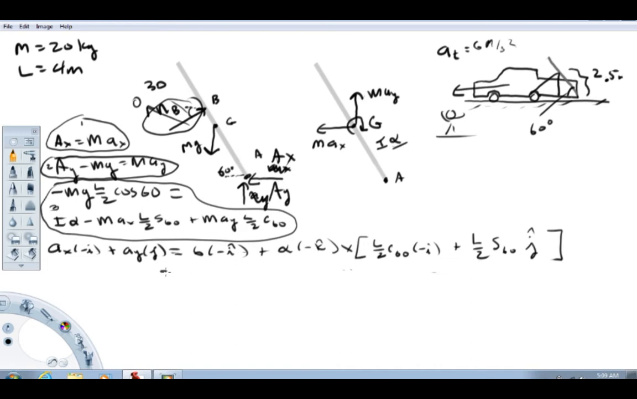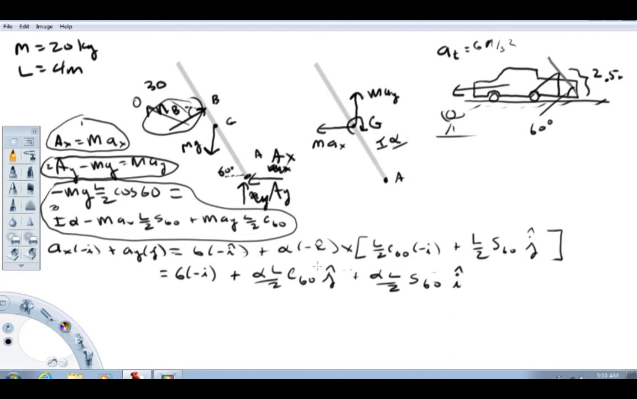So I'm just going to keep doing the right-hand side here. So, 6 in the minus i, with a little note, consistent units, that's 6 meters per second squared, plus. Now, the next term is going to be alpha L over 2 cosine 60, in the minus k cross minus i. Let's see, minus k cross minus i gives j. And then the next term, we're going to have plus alpha L over 2 sine 60, and then the direction is going to be minus k cross j. So minus k cross j, I get in the i direction.